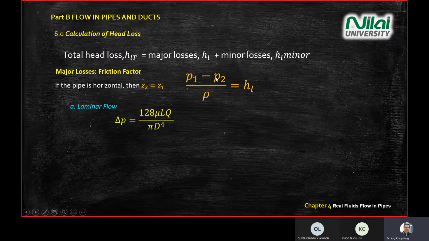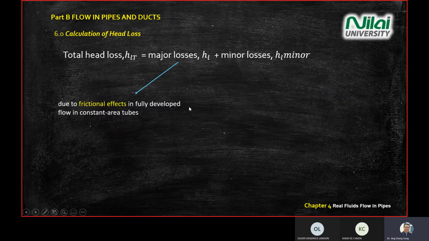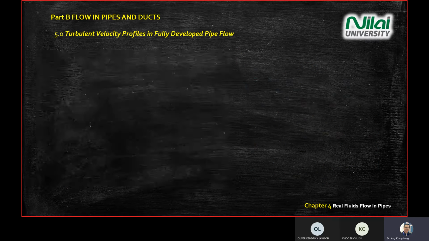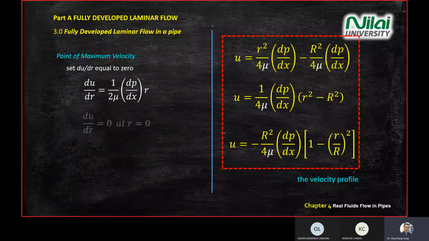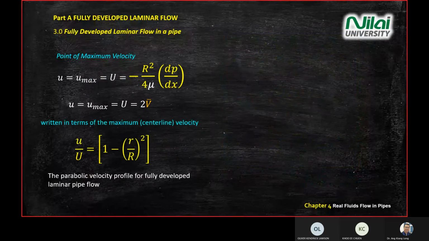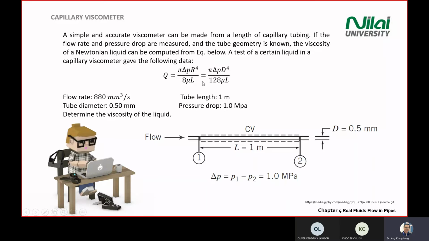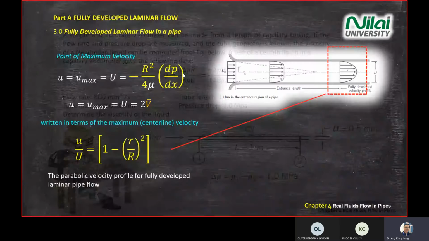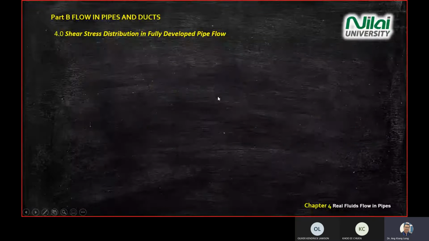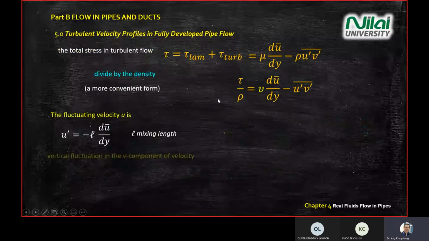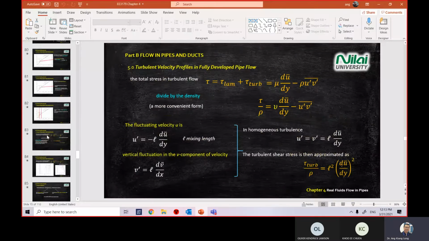You know that P1 minus P2 is the pressure difference, and previously we have a Q equation. We know that Q equals 128 something. Previously there's an equation in our PowerPoint slides, Q equal to these two equations. So we rewrite this equation in terms of delta P, and you arrive at the slides today.